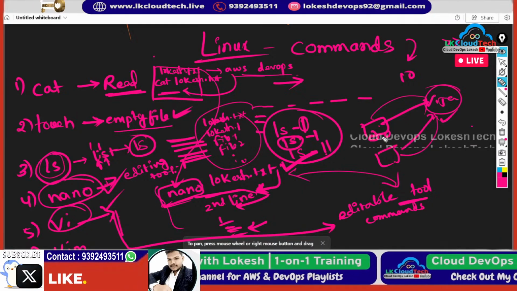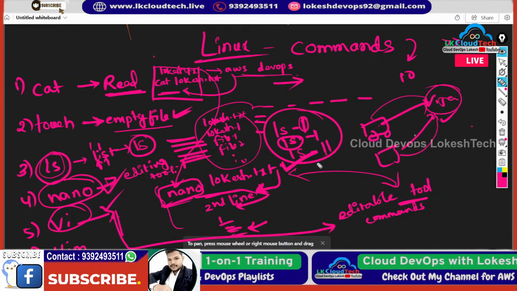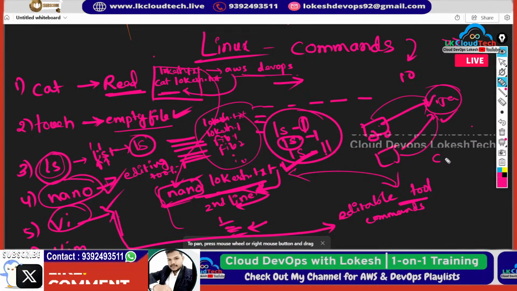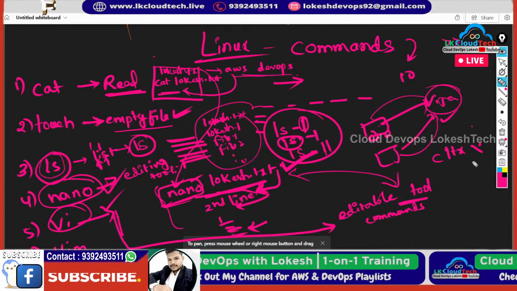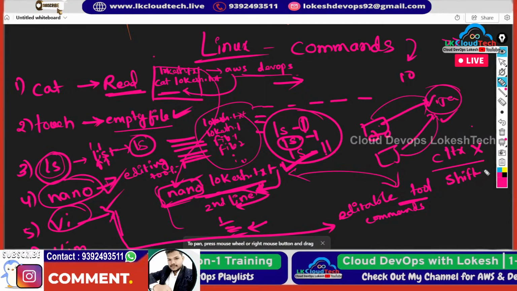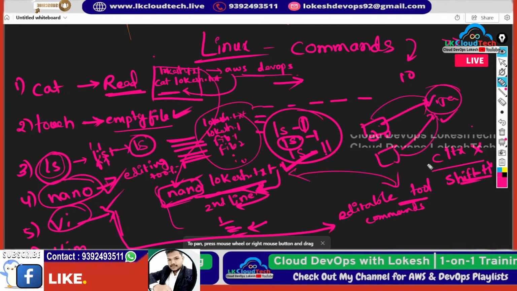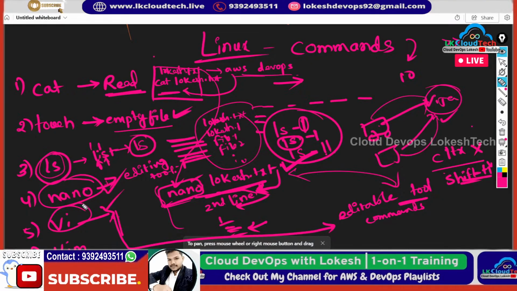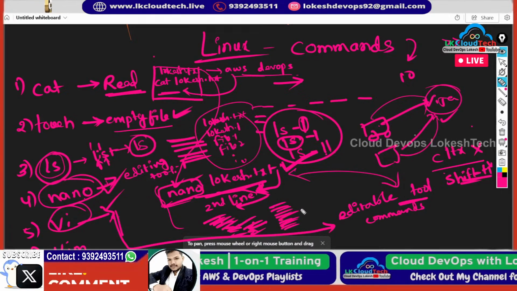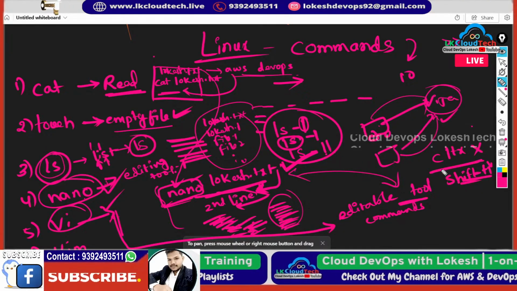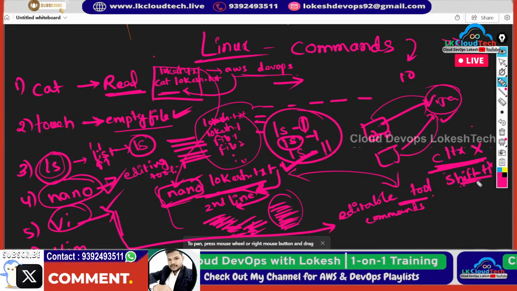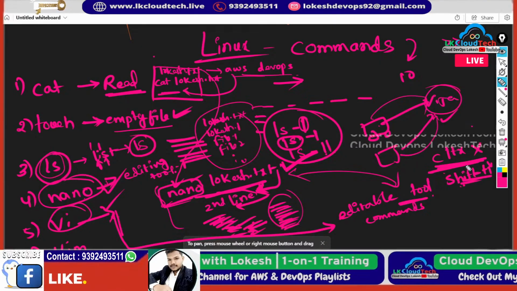This is the nano command, this is the vi command. For example, if I open a text file with nano, to save it I need to use control X, then Y. I'll repeat: to save the content, when you have added some text and extra lines, you need to use control X. If you want to come out, you also use control X. Then after pressing Y and enter, it will exit. I'll show it in practical also, just keep that in mind.